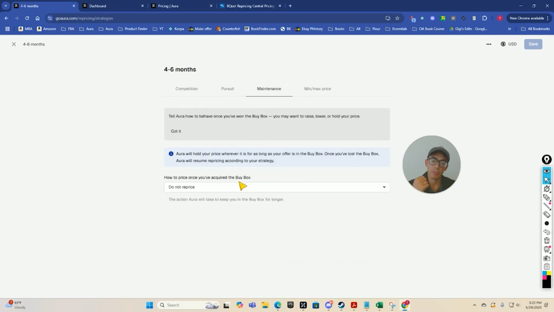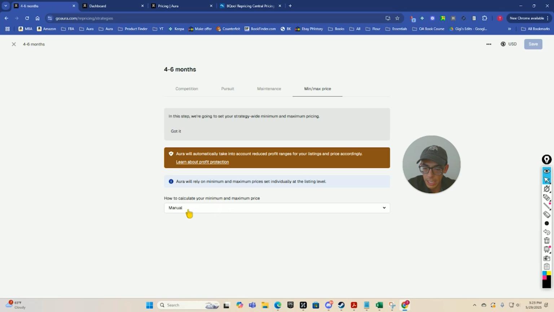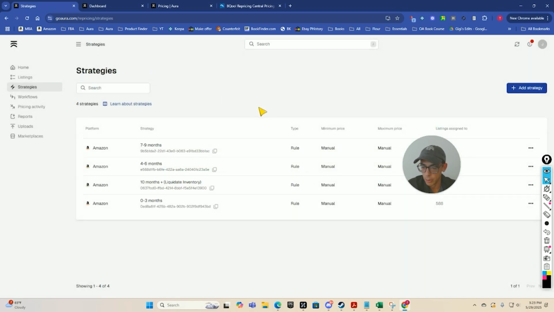Now, here's how this changes for the buy box. We're no longer at this stage going to try to be cute and try to see how much higher we can win the buy box at. Here, we're just going to say don't reprice. So once we've acquired the buy box, don't reprice, just leave it there. We won the buy box, that's great. Don't want to do anything else. Once again, we're just going to manually input our min and max price. So you're going to go and save it. You can go ahead and name it whatever you want. I have it 4 to 6 months so that I know what the rule does.